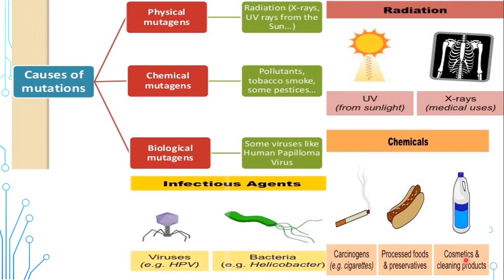in the form of mutations. Then the biological mutagens also exist, like some viruses, such as human papilloma virus, which if it infects a person can bring about changes in the base sequences. Even some bacteria, Helicobacter being one type, can also bring about mutation in humans. So these are some major causes of induced mutation, which we call mutagens: physical, chemical, and biological.